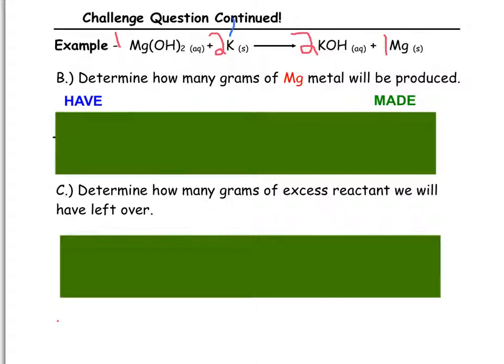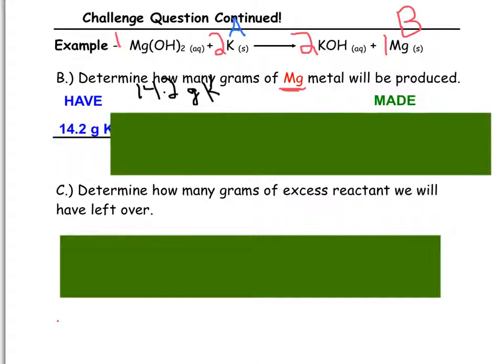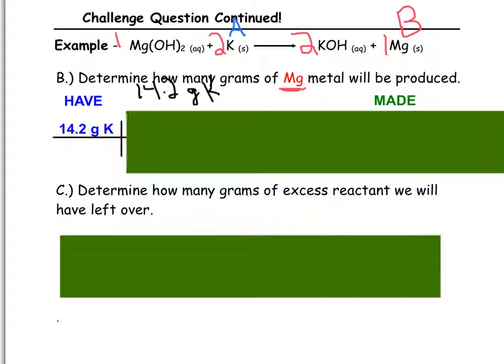So here we're going to start with our A, we're going to start with our limiting reactant because it's the one that's going to run out first, and we are going to solve for our magnesium because that's what it's asking us to solve for. So when we go through and do this, we're going to start with what we have, and in the last problem we saw that we started with 14.2 grams of potassium. And that was given to us directly in the problem.